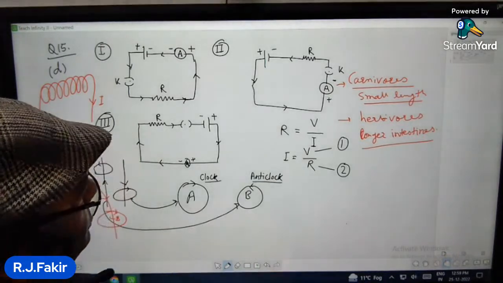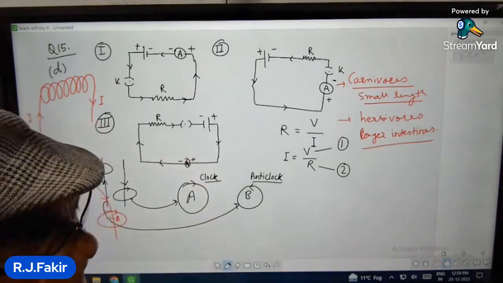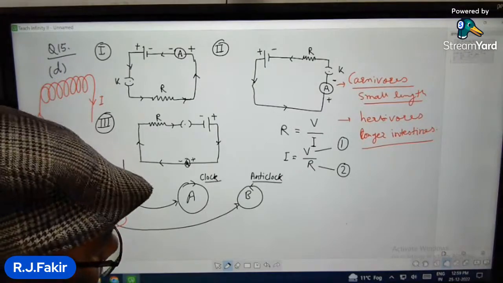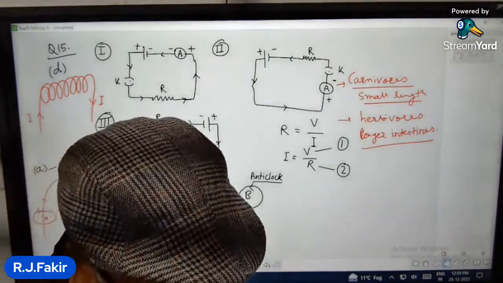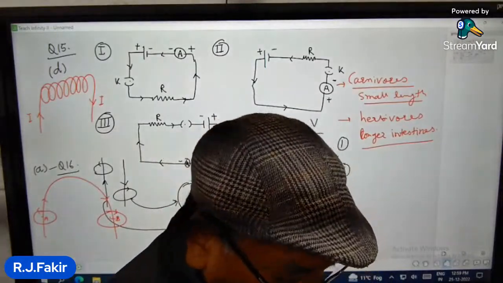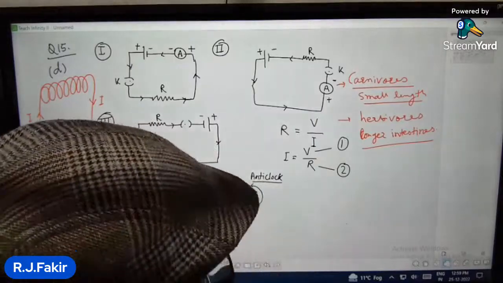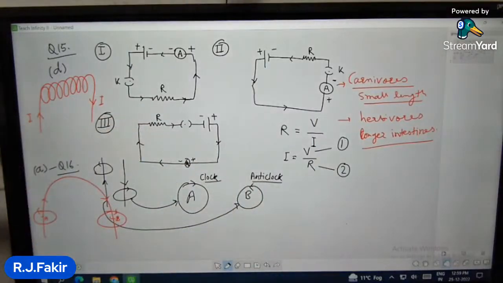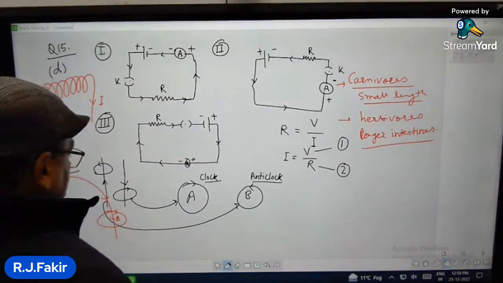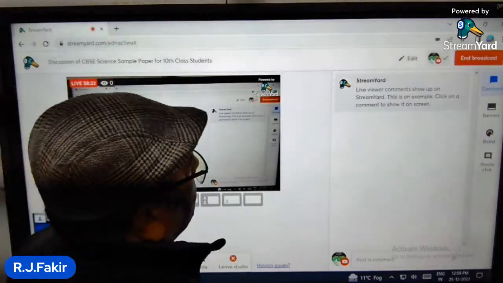So whenever you go through your chapters, just keep in mind these kinds of things to answer this section and the other section also, that is your section B, which is of 2 marks. So we will be discussing 2 marks and 3 marks questions in the next session. Okay.